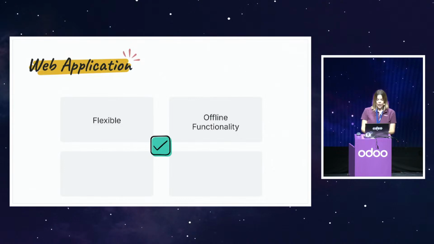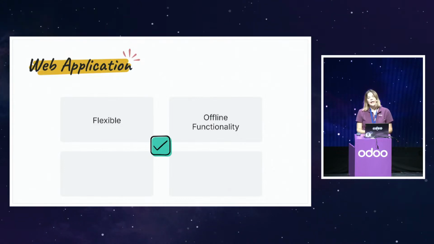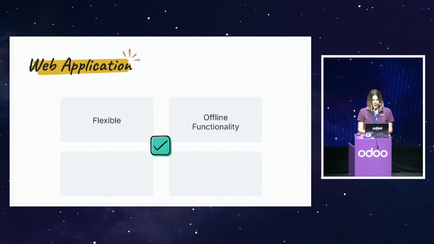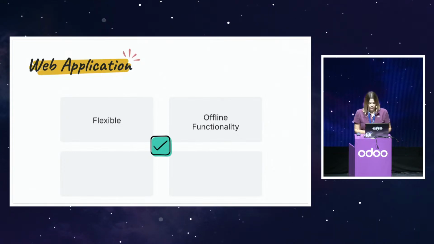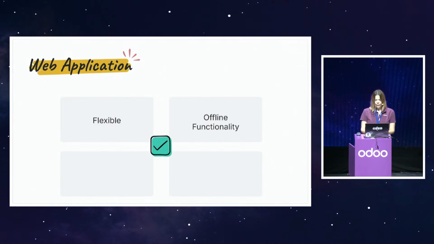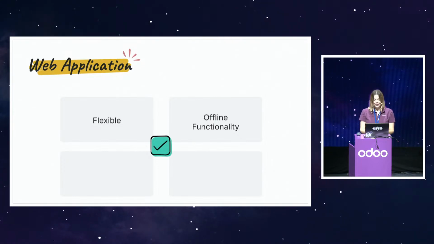A standout feature of Odoo POS is its offline functionality. Even when there is no internet connection, the system continues to work, which is a lifesaver for businesses on the go in areas with unstable and unreliable internet.